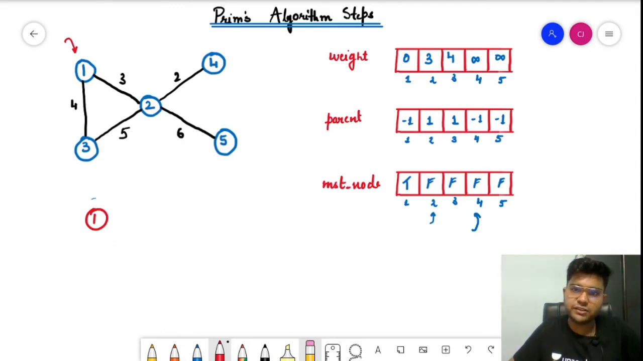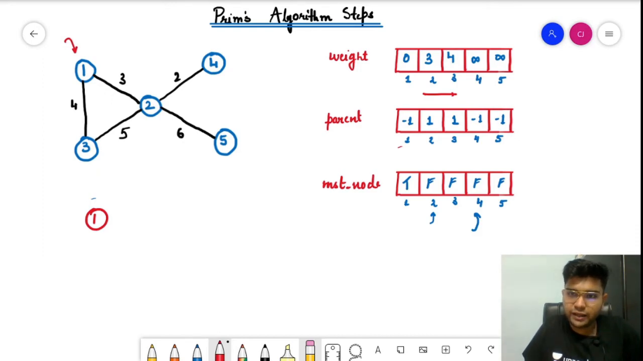So if we see this array, this weight array keeps track of which node can be taken into the MST, right? So when we go to this, we'll see that node index 1 has the minimum weight, but it is already taken into the MST, right? So we cannot take it.